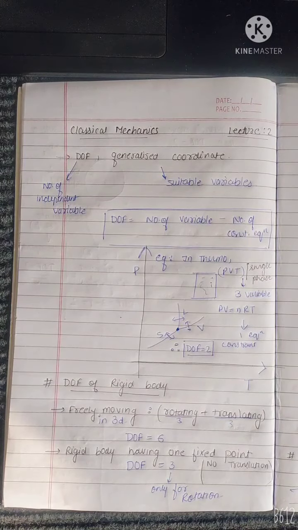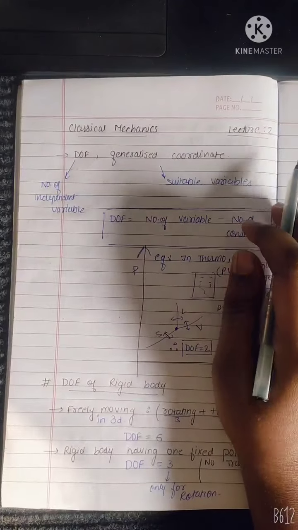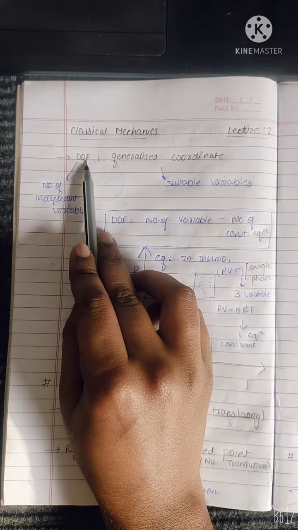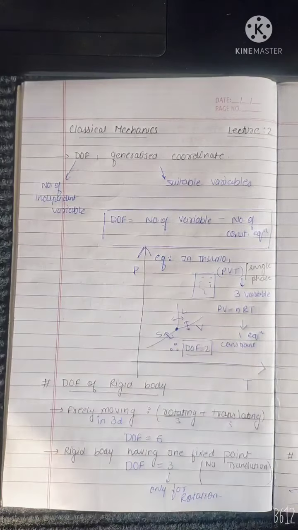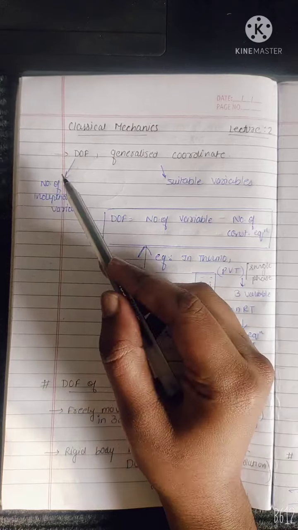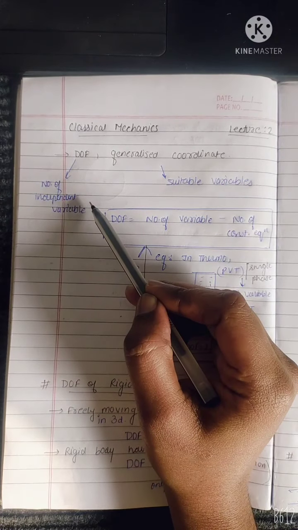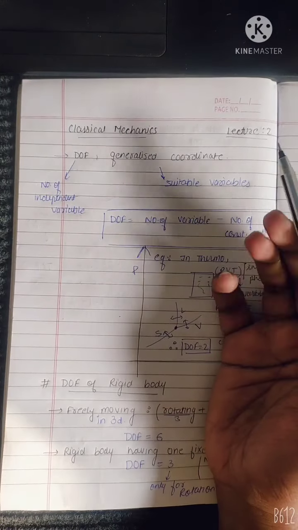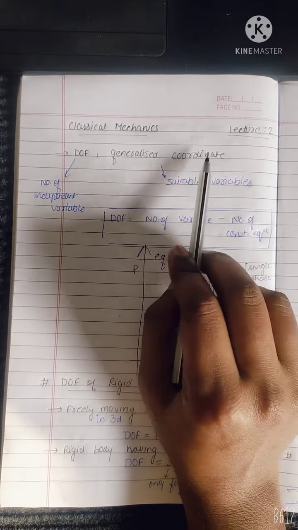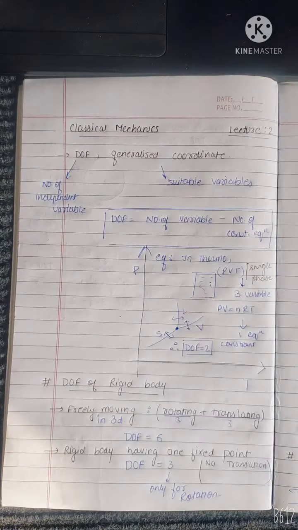Students, it is lecture 2 of classical mechanics. In the last lecture we learned degree of freedom and generalized coordinate. In simple definition we can say degree of freedom is basically the number of independent variables that is required to describe the dynamics of a system, and generalized coordinates are the suitable variables.